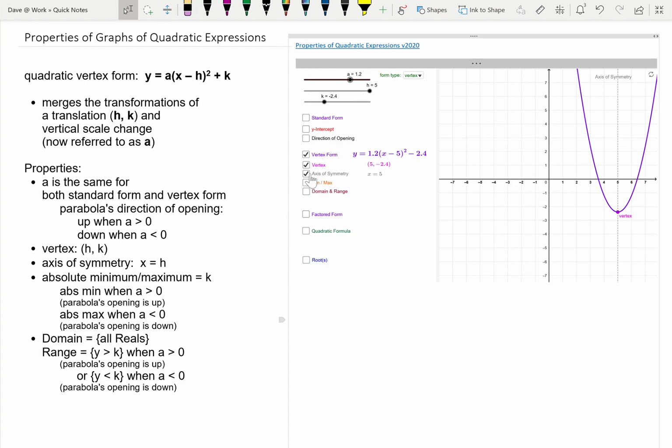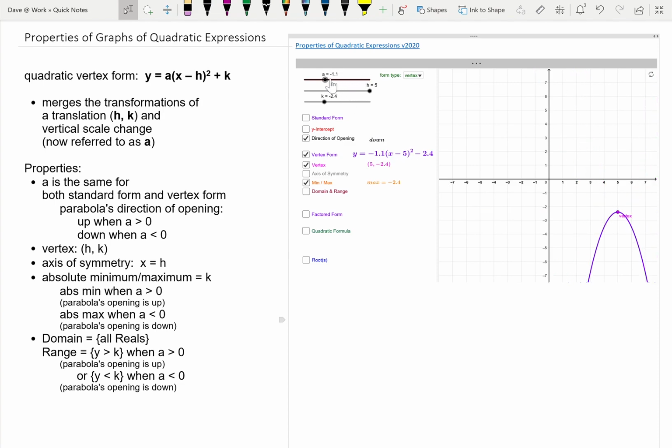Now the vertex also can tell me what the min and max of a graph is. Basically, whatever the y-coordinate of my vertex is will determine what the min and max is. The problem is I have to know if it's a min or a max. That is all going to come down to the direction of the opening. Again, if my a is positive, the parabola is going up, and therefore the vertex would be the minimum point, and its y-coordinate would be the minimum height of all possible heights.